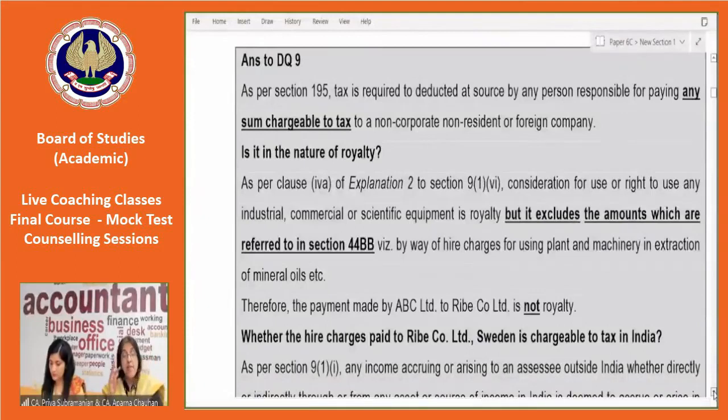So why is it that we've decided it's not royalty? Now I don't go into 9(1)(vi) at all. Had it been royalty, I should have examined whether it's deemed to accrue or arise in India as per 9(1)(vi). Now it is clear it's not royalty. So I cannot go to 9(1)(vi). I will come to 9(1)(i). 9(1)(i), what does it state?